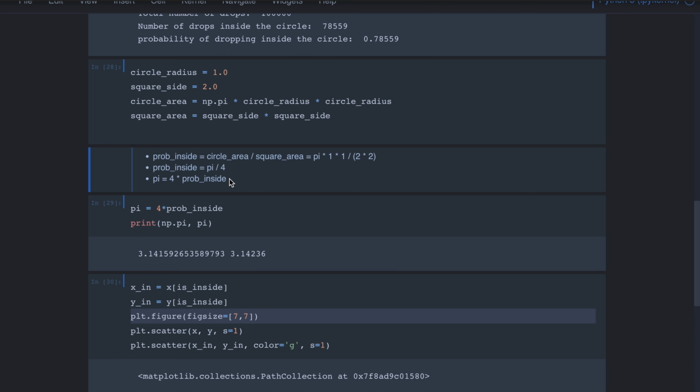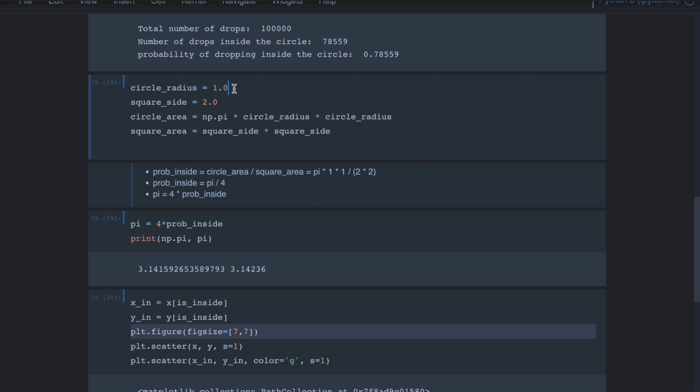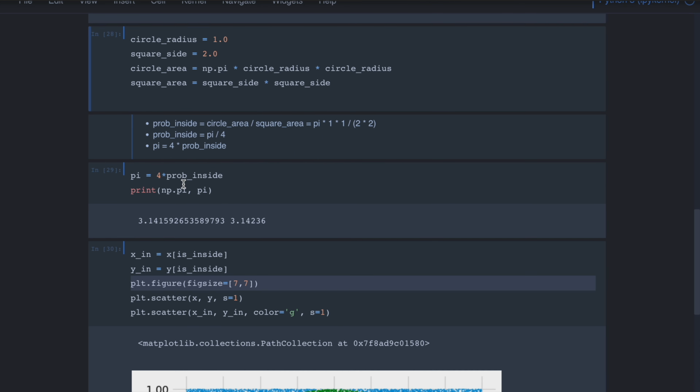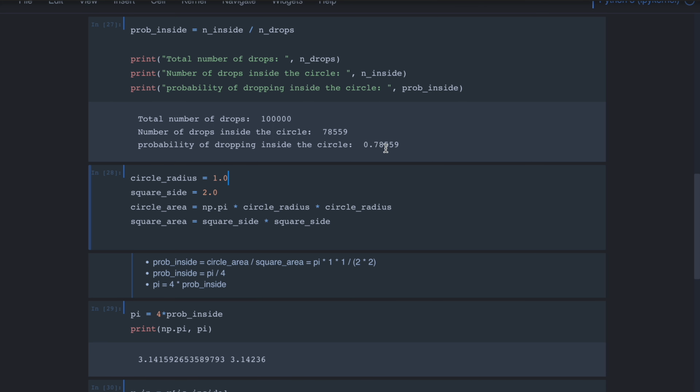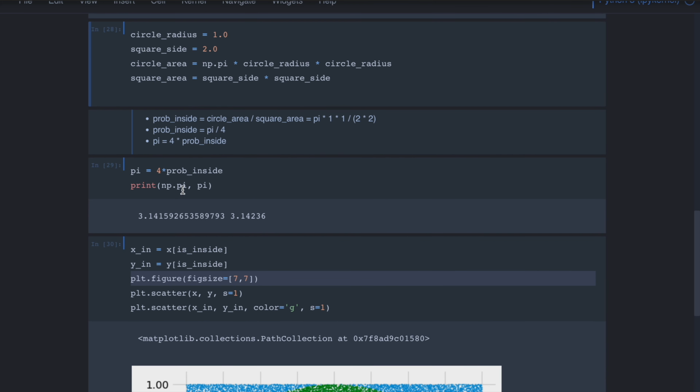of dropping inside. So here we have the circle radius 1, the square side 2. Here we have computed the circle area and then the square area. So the pi value is equal to 4 times the probability of inside. We have already computed the probability of inside, which is about 0.78. If you multiply 4 with 0.78, we get our estimated value 3.14, whereas the actual value is 3.14159. So these two are very close.